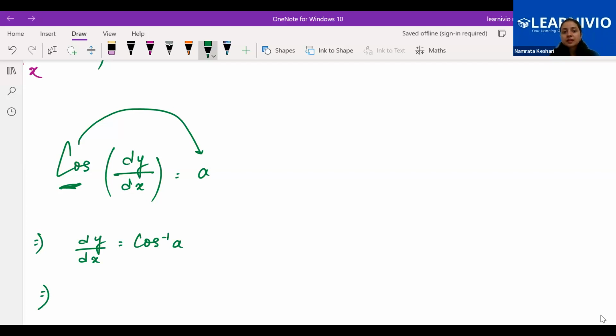Yes, ma'am. A is there, and A is nothing but just a number. Okay. Cos inverse any number. Let's say cos inverse 1 by 2, cos inverse 0. A is nothing but just a number. And if it is a number, whatever will be the result, that will be just a constant, right?